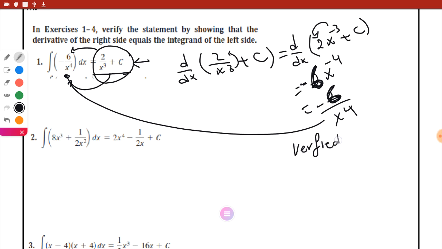You can write verified or proof. Yes, this is proof. Okay, clear or not clear? That is how to check whether your result of integration, the antiderivative that you get, is right or wrong. By differentiating it, it will give the integrand function.